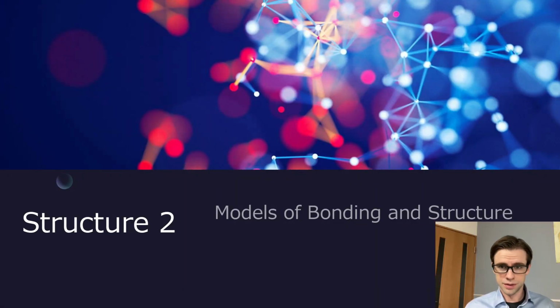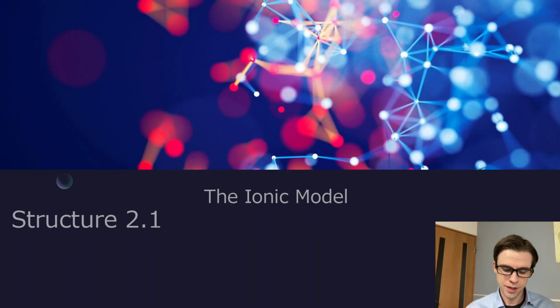So this is starting Structure 2. In some sense, we are 1/6 done the SL chemistry curriculum. We've done Structure 1. So Structure 2 is all about chemical bonding, as I said. And I think it does make sense to start with ionic bonding as the first type. So we'll start with 2.1, the ionic model.